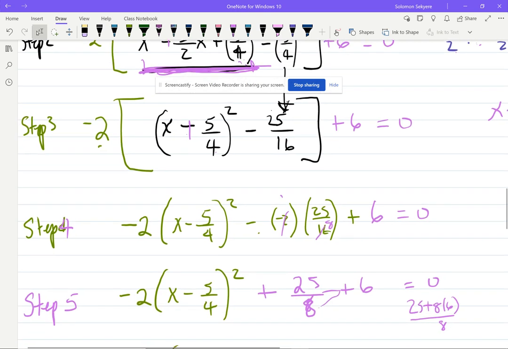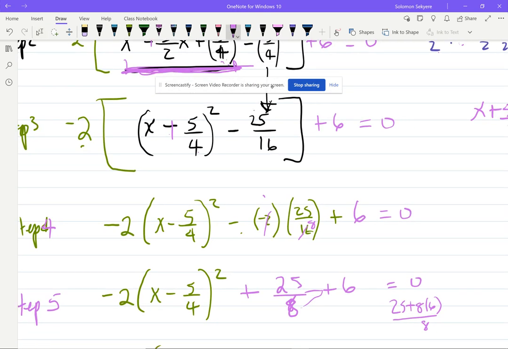Let's go to step 4. Now we are going to distribute our -2 through. So -2 times this, we write it here. Sorry, this is plus. We write -2 times this portion here, and then -2 times 25/16, and then that's our 6. So pay attention.